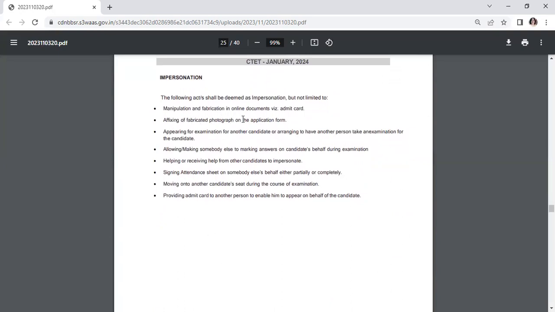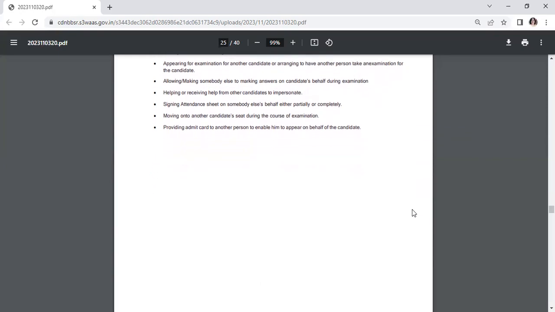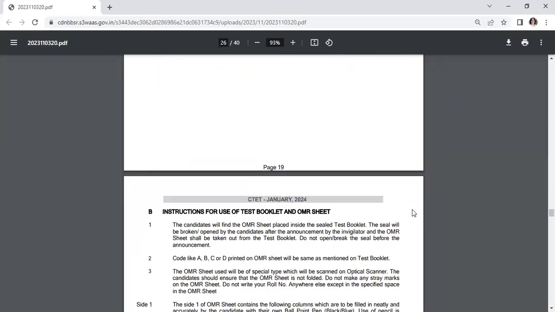Impersonation, manipulation and fabrication in online documentation with the admit card, affixing a fabricated photograph on the application form, appearing for the examination for another candidate, arranging to have another person take the examination for the candidate, allowing somebody else to mark answers on the candidate's behalf during the examination, helping or receiving help from other candidates to impersonate, signing the attendance sheet on somebody else's behalf either partially or completely. Moving to another candidate's seat during the course of the examination, providing the admit card to another person to enable him to appear on behalf of the candidate.